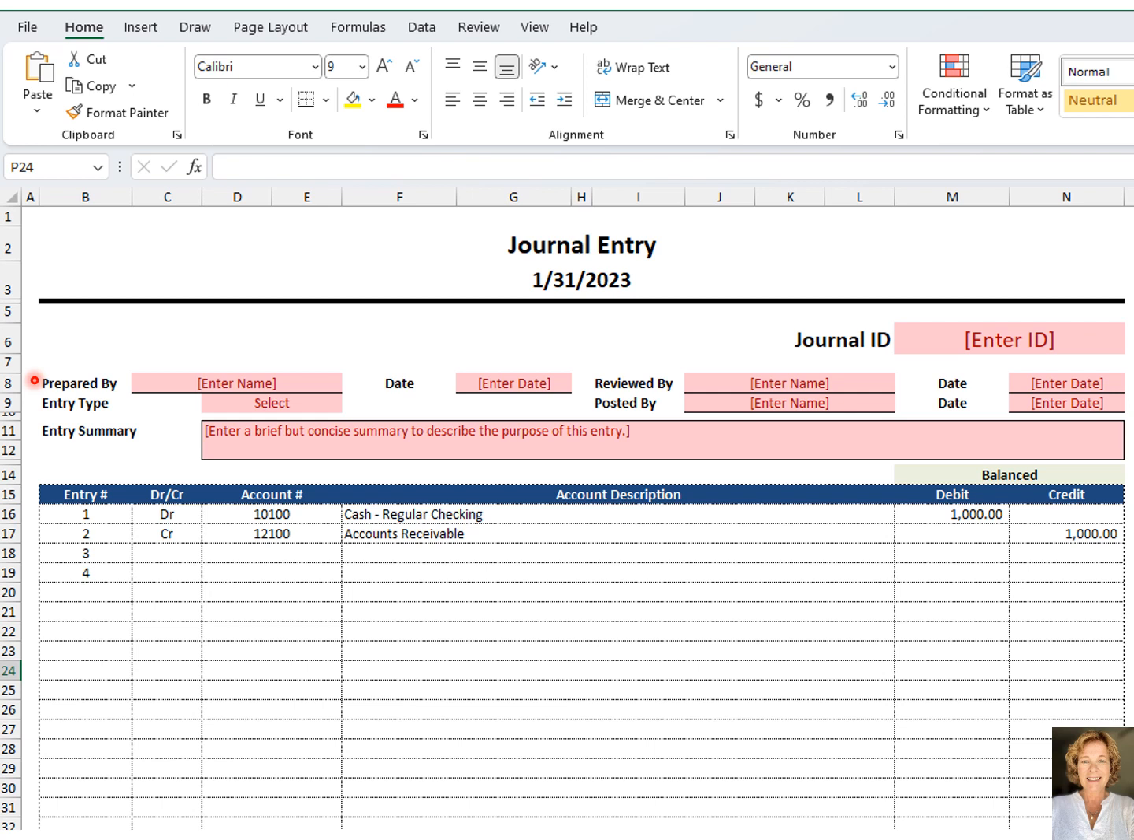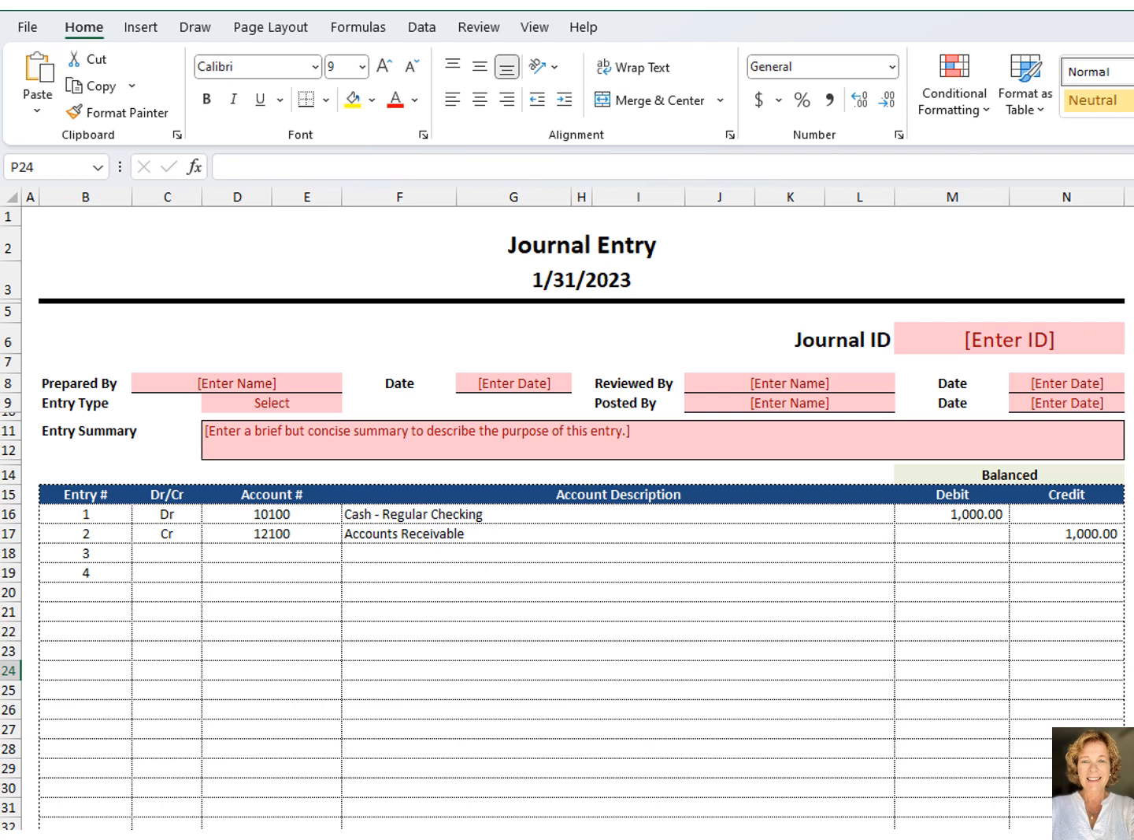The preparer enters their name and the date of the entry and selects the entry type from the drop-down list: one-time entry, reversing entry, recurring entry, or error correction. Your company could have different types of entries. However, auditors often want to be able to see monthly reoccurring entries separate from one-time and error corrections. Next, enter the date and the journal ID as well as the entry summary.